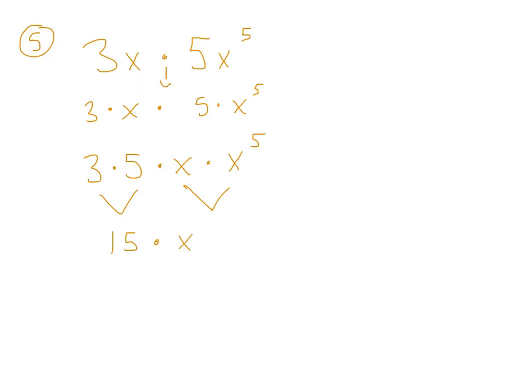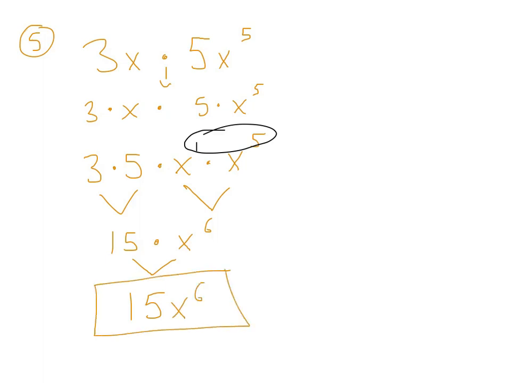And what do I do with the exponents? Well, I add them. What is x's exponent? Remember, if there's no exponent present, it's technically the invisible 1. So now I add 1 to 5, and that gets me x to the 6th. My last step would just be to simplify this up. I don't need that multiplication sign. I can just write it as 15x to the 6th power, and you're done.